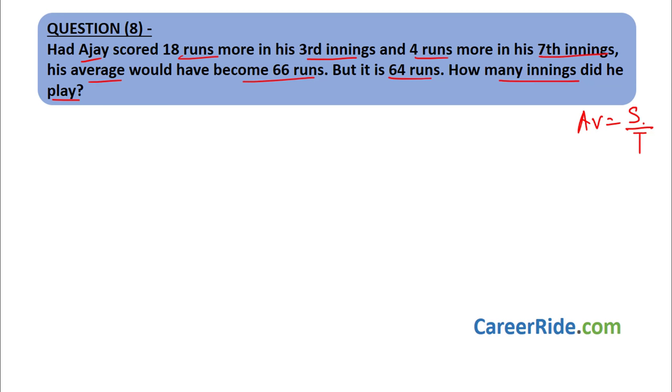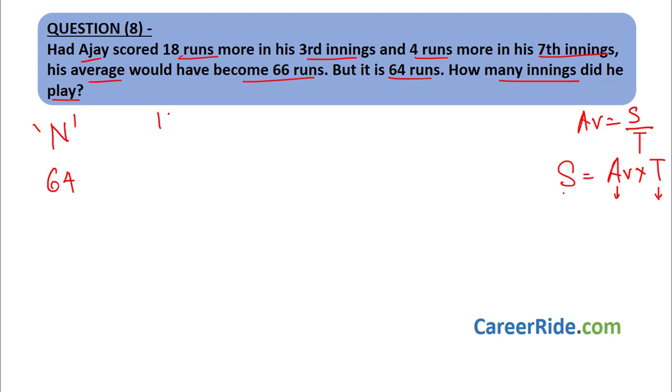Now, average is sum of all observations upon total number of observations. So, sum of all observations would be nothing but average into total number of observations. So, sum of runs scored in all innings, that is total runs, would be equal to average number of runs per innings multiplied by total number of innings, right? So, let us say n is the total number of innings Ajay played. What is the average for an inning? 64 runs they have given.